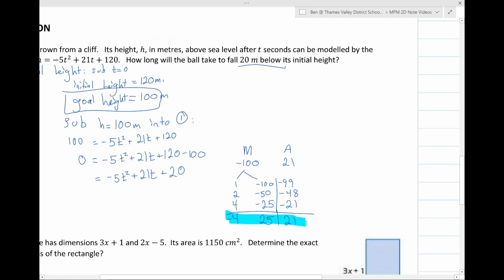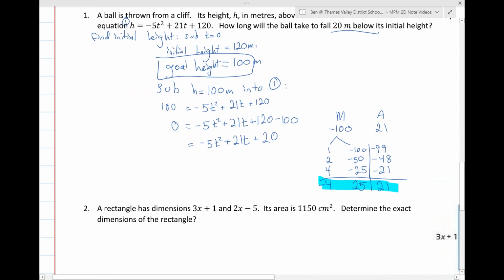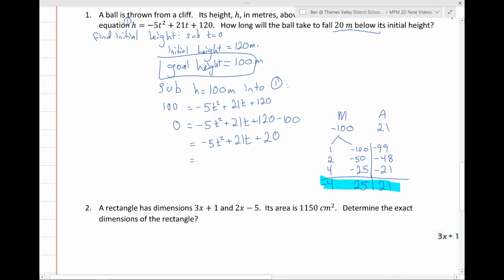If you like that process, that shortcut, you can use that. If you don't see that shortcut, you can just go through this and factor it like a regular simple trinomial that you're used to factoring. And we're going to decompose it. So we have negative 5t squared minus 4t plus 25t plus 20.